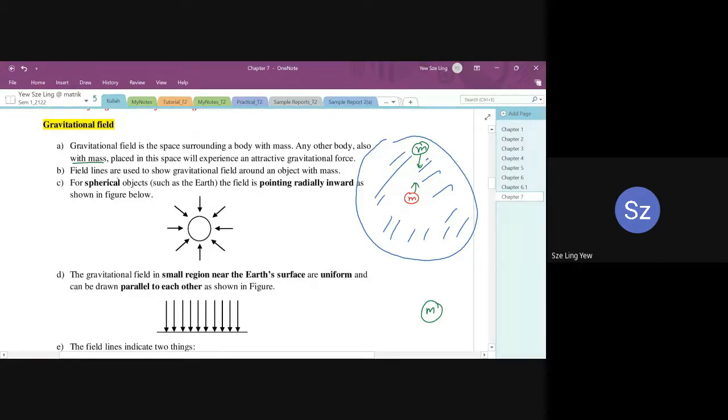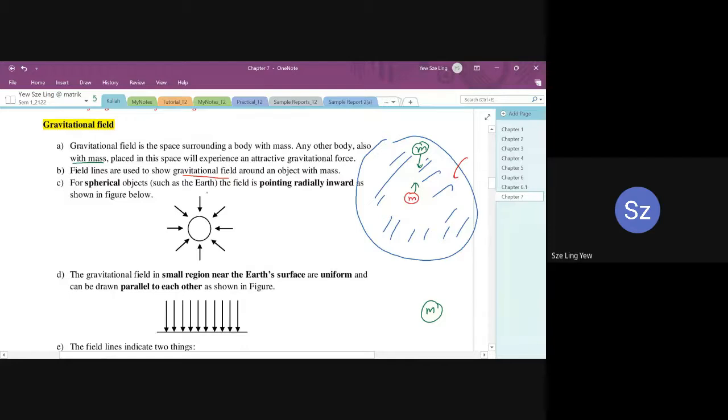Field lines are used to show the gravitational field around objects with mass. So we cannot simply draw a field like what I did here, the blue field. Actually, that's wrong. I'm just showing you so that you can understand what it means. Don't draw the way I drew in blue. The blue color is only to show you the region, the zone of the gravitational field. A proper way to sketch gravitational field lines is as shown in the diagram given.